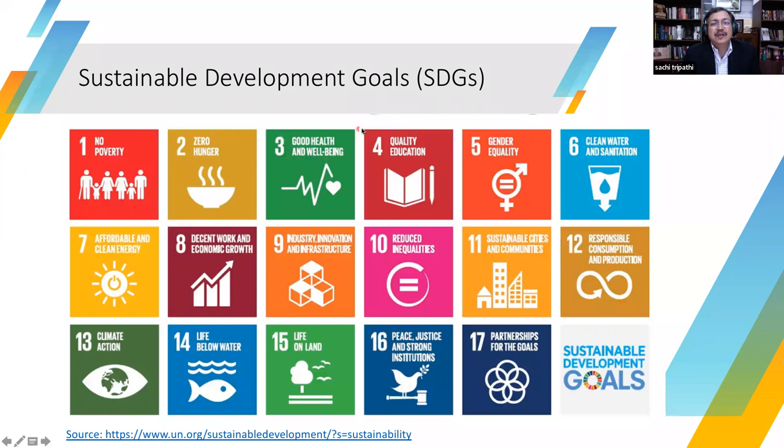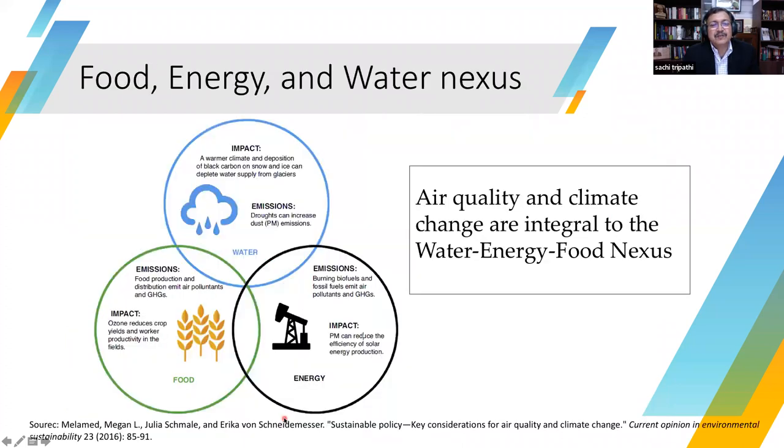One is good health and well-being, because air pollution affects human health. Second is, of course, sustainable cities and communities, because it is related to cities. And then there is also climate action and life on land. These are four SDGs, number 3, number 11, number 13, and number 15, which are directly connected with air pollution.